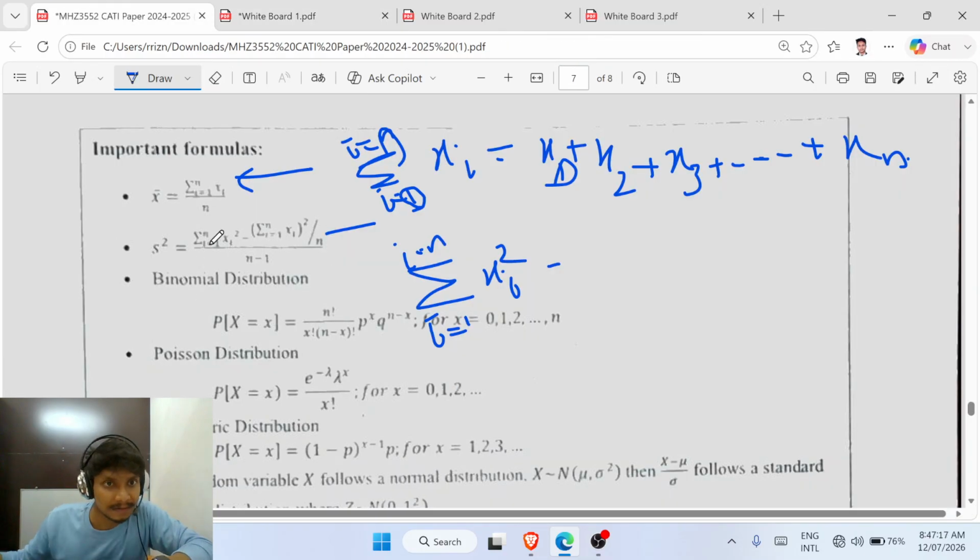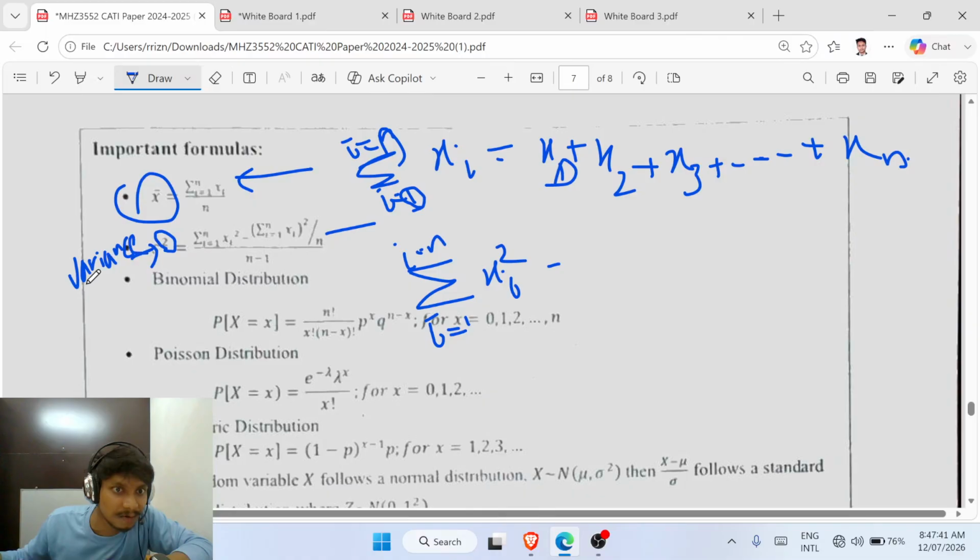Now x bar, the mean of x, is sigma x divided by n. S square, the variance, here is variance square, right? Variance square, in Tamil, I think in singular, variance, okay?